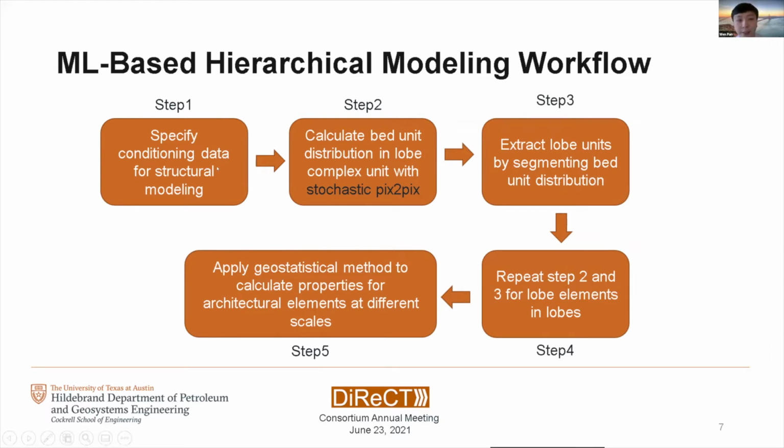And then after we get those conditioning data, we would calculate the bed unit distribution in the lobe complex unit with the stochastic peaks-to-peaks method, which is a machine learning approach I presented last year. And then we will use a clustering method to extract the lobe units by segmenting the bed unit distribution. And then we will repeat steps 2 and 3 for the lobe element scale. And finally, after we get the structural modeling, we're going to apply the geostatistical method to calculate the petrophysical property distribution for those architectural elements.